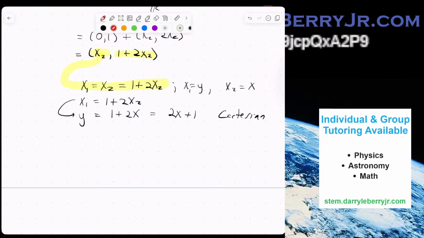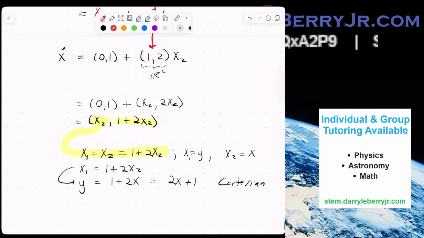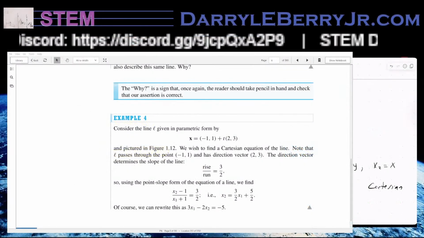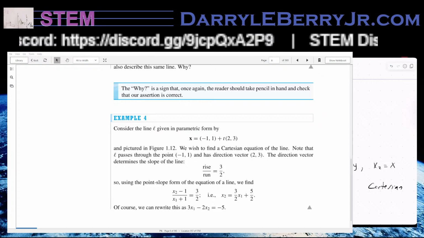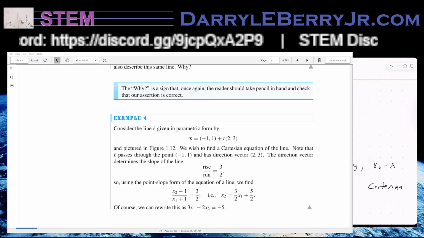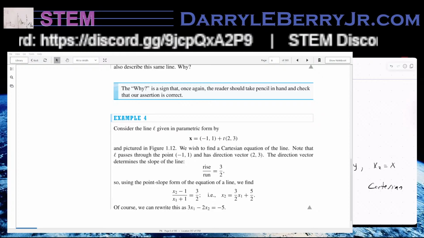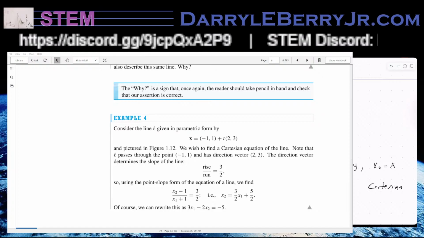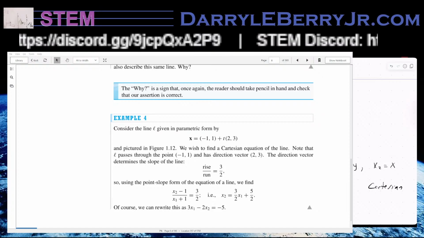Right? Now, one detail I forgot about, the book is pointing out how to find the Cartesian a different way, even though I like this way, it's good. So we know that we have a point with a direction. The direction vector determines the slope. So the direction vector is the slope, not the normal.